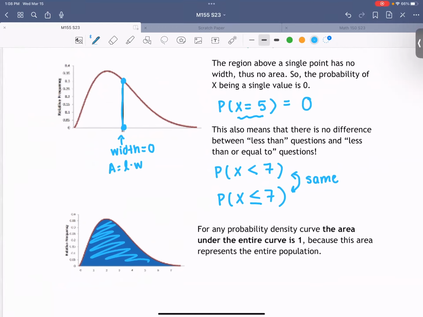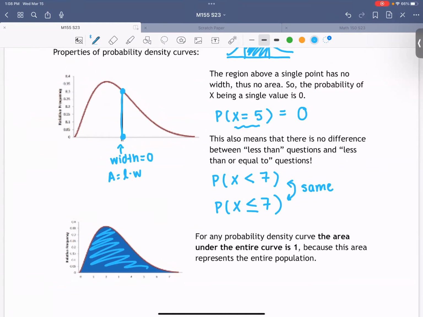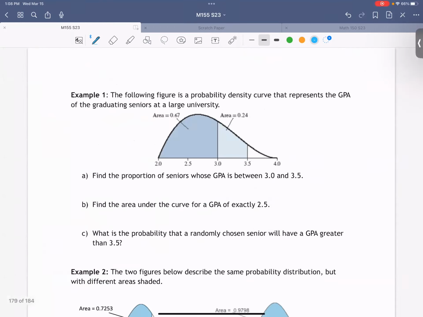Okay. Now, that's really abstract. We might go back to this, but why don't we do a few examples first? We'll come back to this. This is really abstract, and it will make more sense a little bit later.